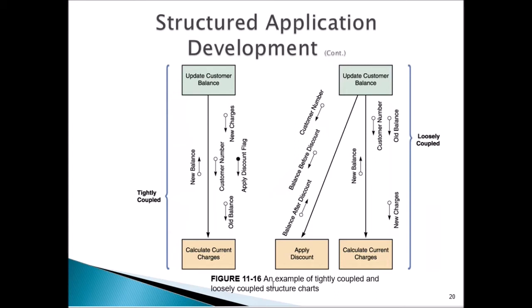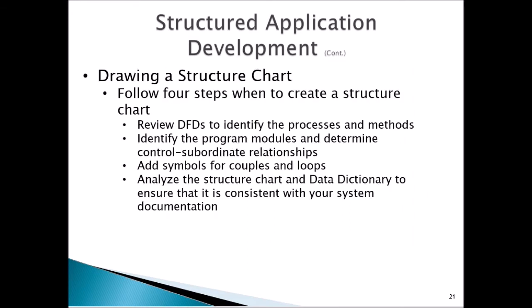Here's an example of a tightly coupled and loosely coupled structure chart. Now, when we go into drawing a structure chart, you follow 4 steps. Review DFDs to identify the processes and methods. Identify the program modules and determine the control subordinate relationships.